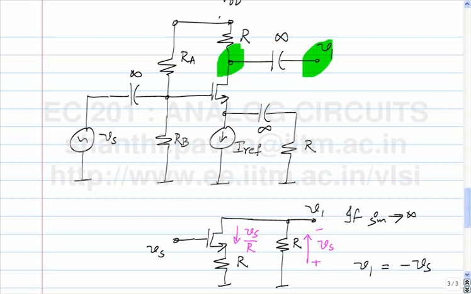The voltage here, for large Gm, V2 is approximately equal to Vs. So you can see that this circuit is capable of taking a sine wave and giving you both the phases of the sine wave. One which is in phase and one which is 180 degrees out of phase. So this circuit is often called the phase splitter.